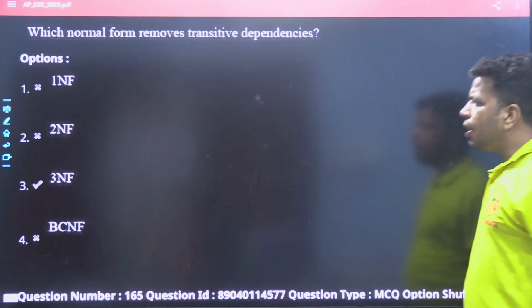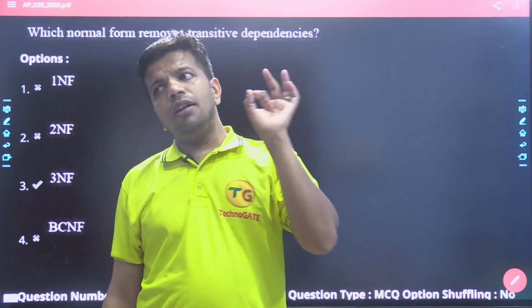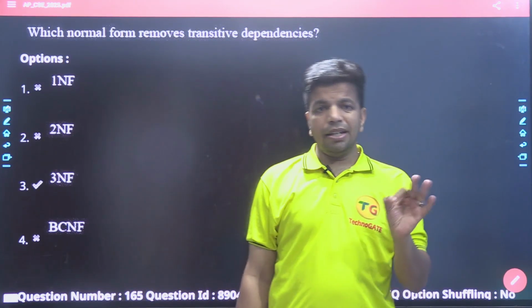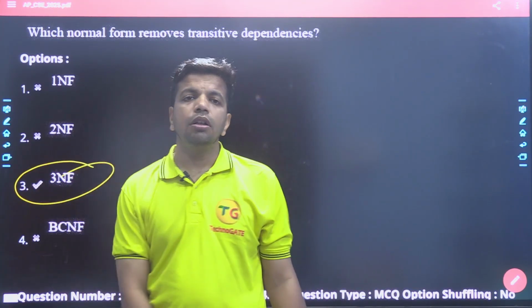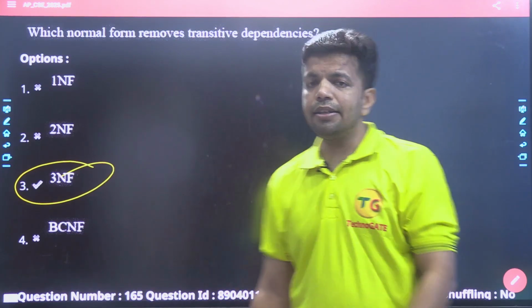Which normal form removes transitive dependency? If your relation has a transitive dependency, it is not in third normal form. So transitive dependency is removed in 3NF. If your relation is in 3NF, then there is no transitive dependency.